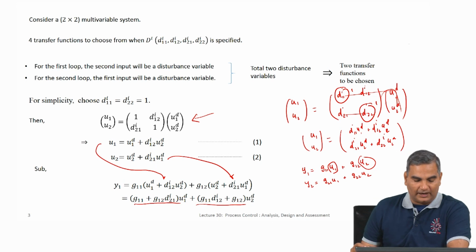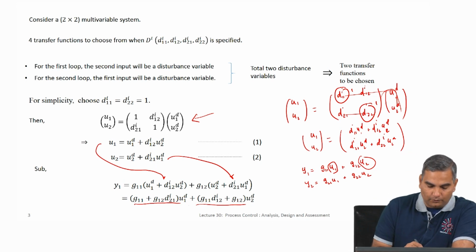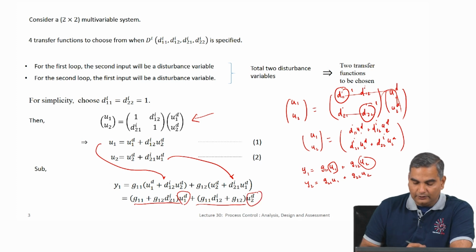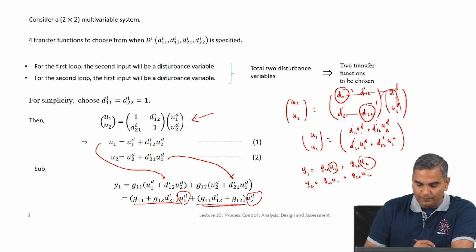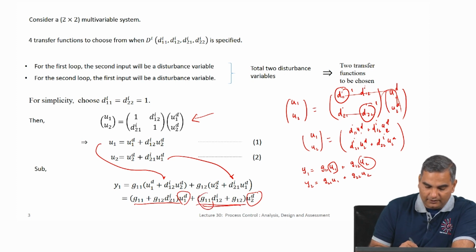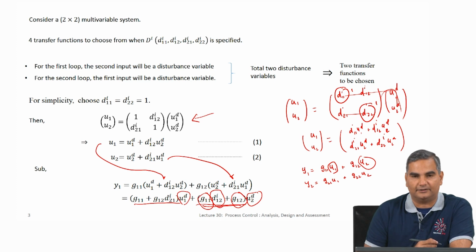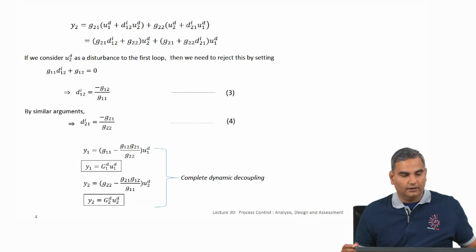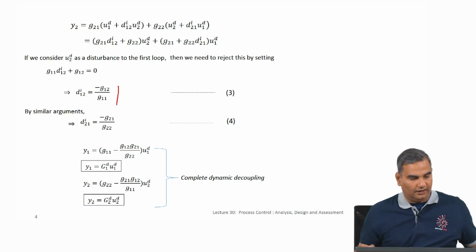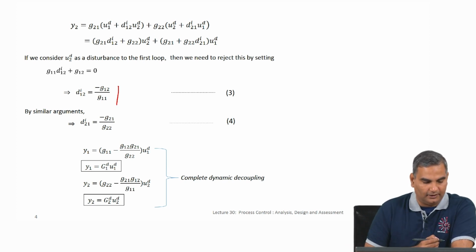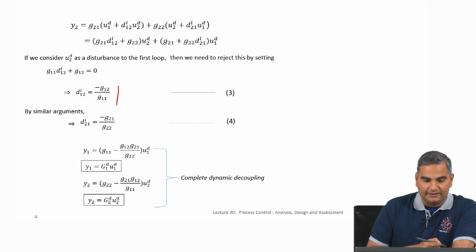Now, if you use that idea, then y1 should be impacted only by u1d, and u2d should not impact. If u2d should not impact, then this has to go to 0. This is a fixed part of the process, a transfer function which is known. However, we have introduced this here, which is in our hands, so this is something that we can choose. If we choose that, then you will get this equation here for one of the decoupled matrices.